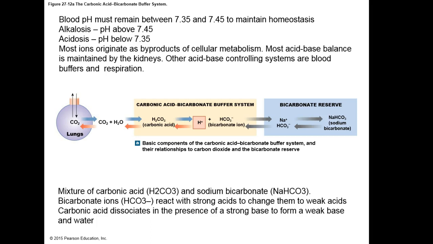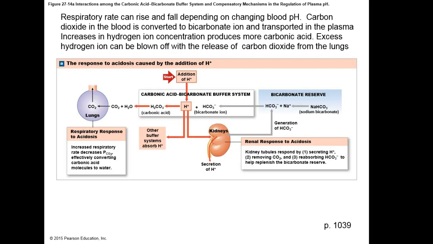And its ability to buffer acids is based on the availability of bicarbonate ions. So you have that sodium bicarbonate reserve, and the ability for that to turn into bicarbonate ions would limit or restrict its ability to maintain the pH of blood in a certain range. Respiratory rate can change, and if there is an increase of hydrogen ions, respiratory rate can rise and fall. Carbon dioxide in blood is converted to the bicarbonate ion and transported to the plasma.